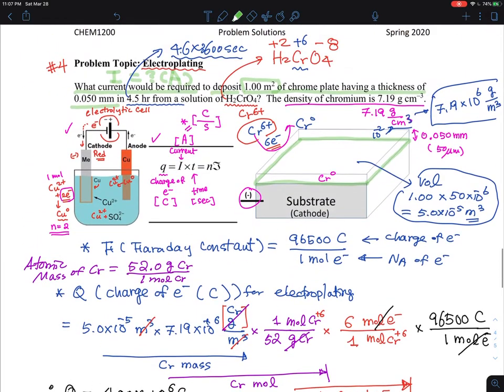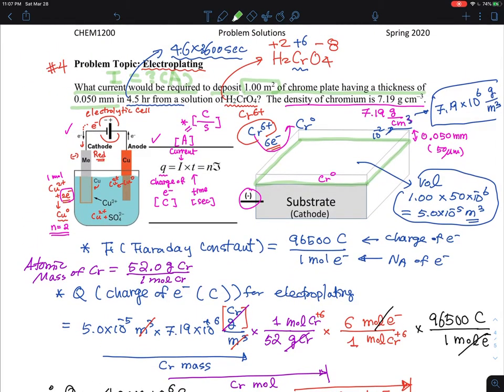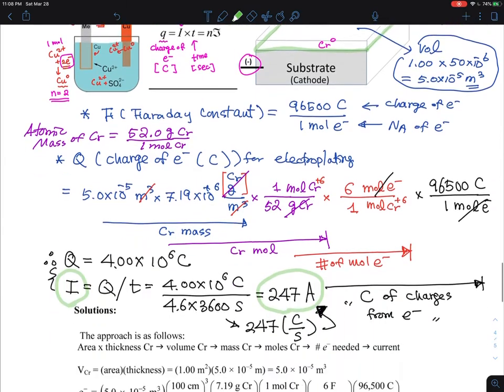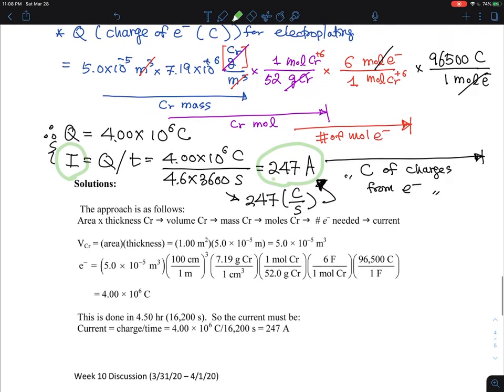Because you need to say, well, I can calculate the charge, the number of electrons that I need to use, but that has to be consumed within a 4.5 hour time window. That means this is a current. This is an enormous number of current, okay?